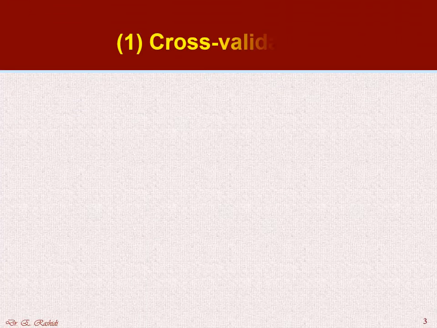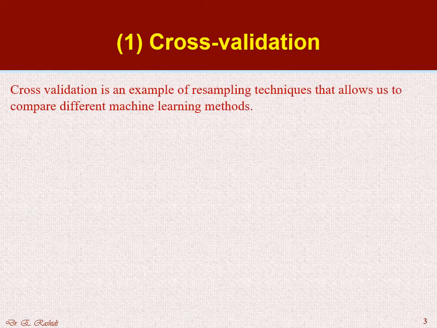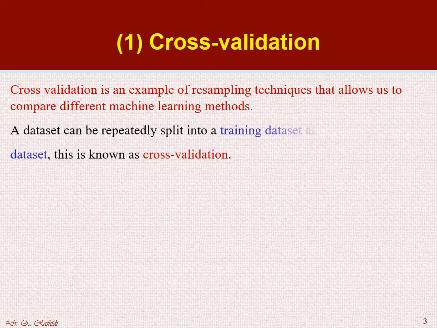The first method is called cross-validation. Cross-validation is an example of resampling techniques that allows us to compare different machine learning methods. A dataset can be repeatedly split into training dataset and a validating dataset. This is known as cross-validation.